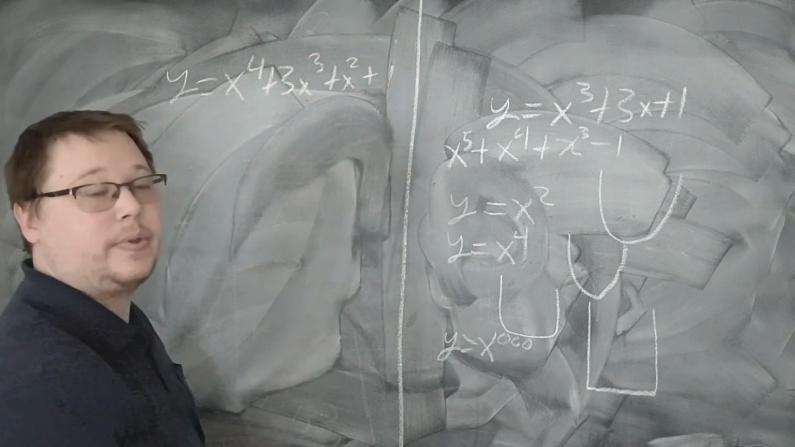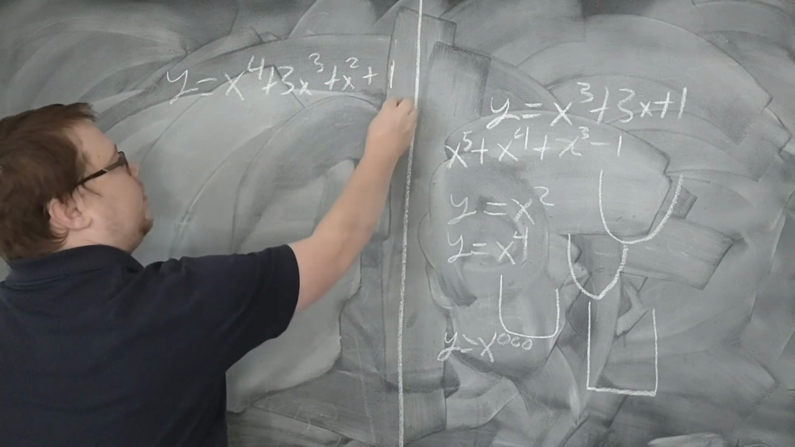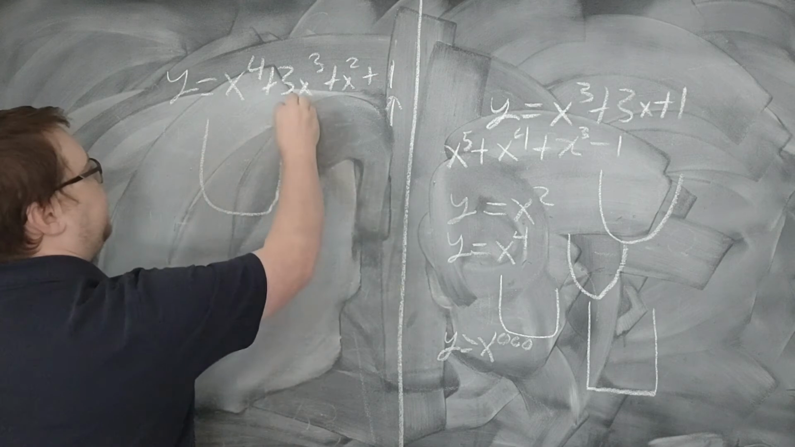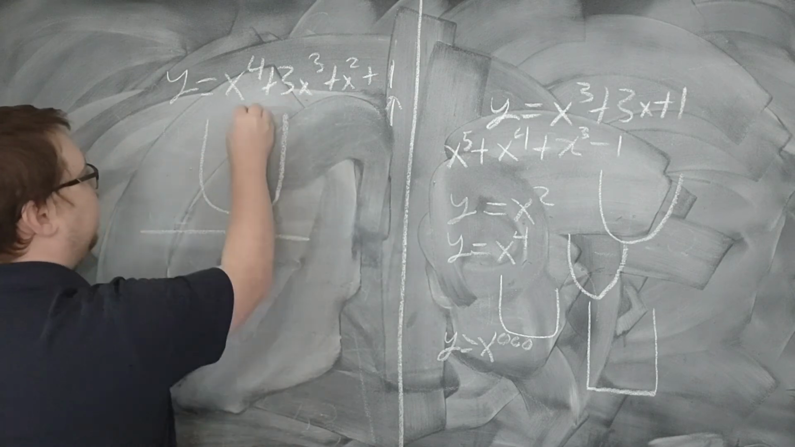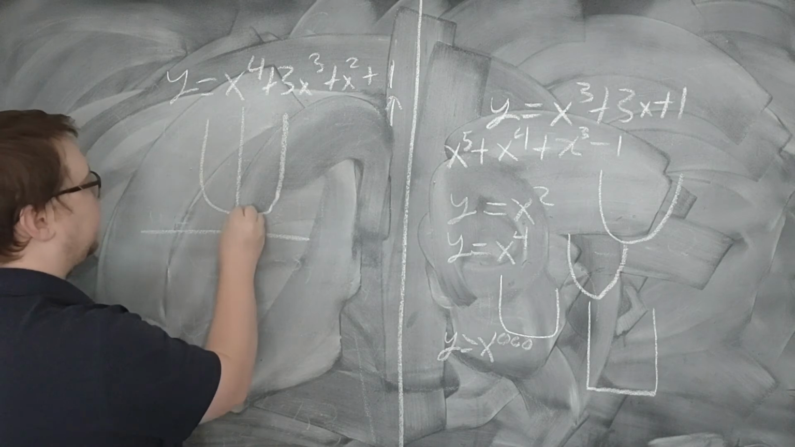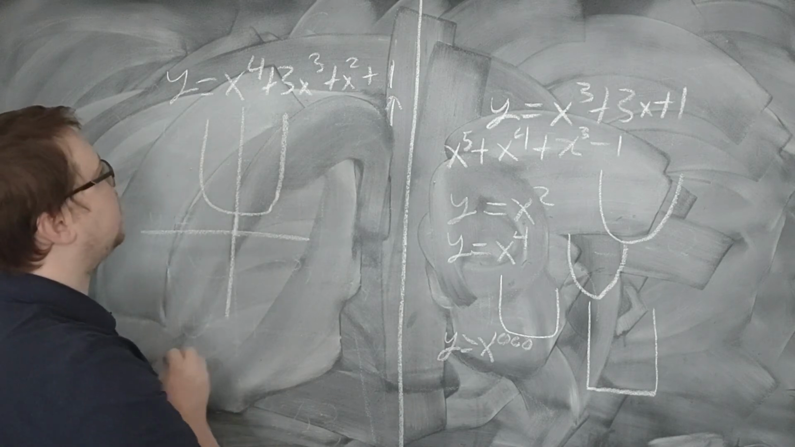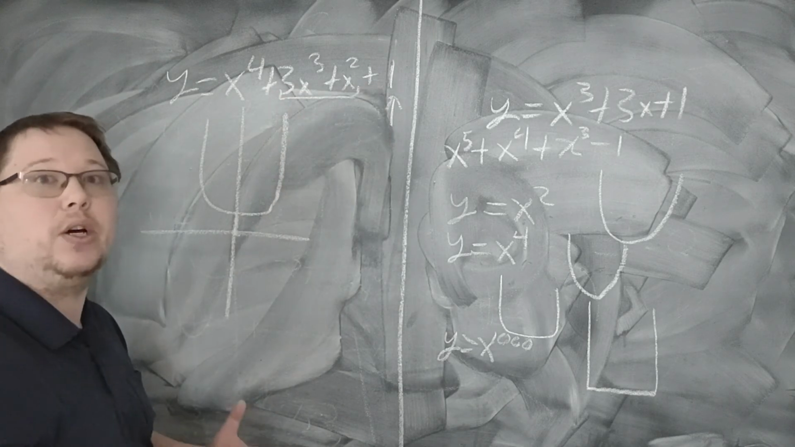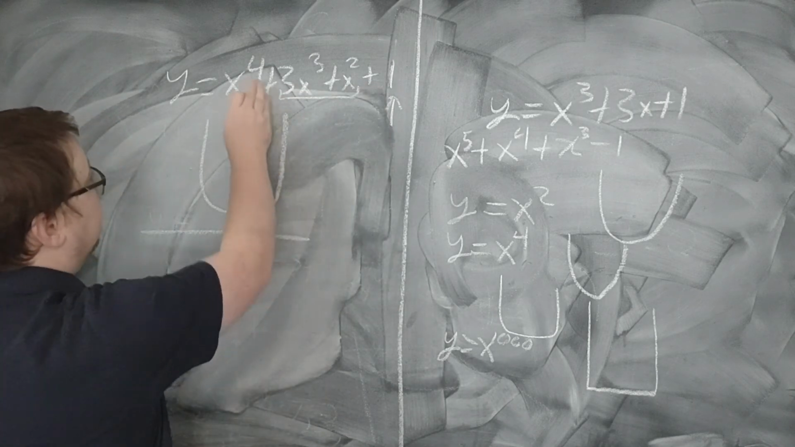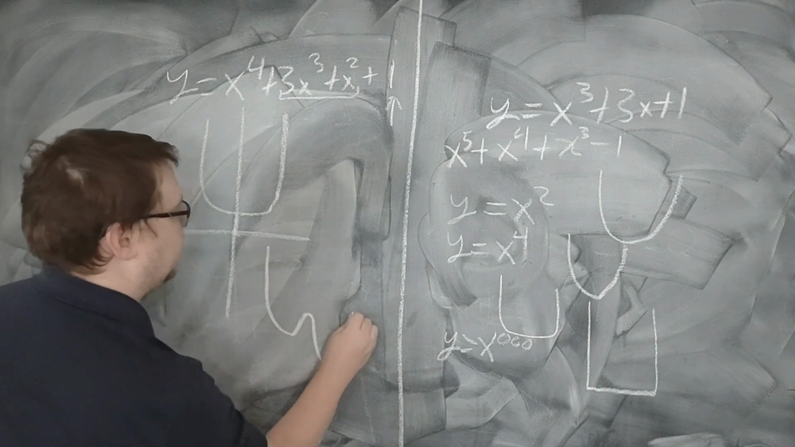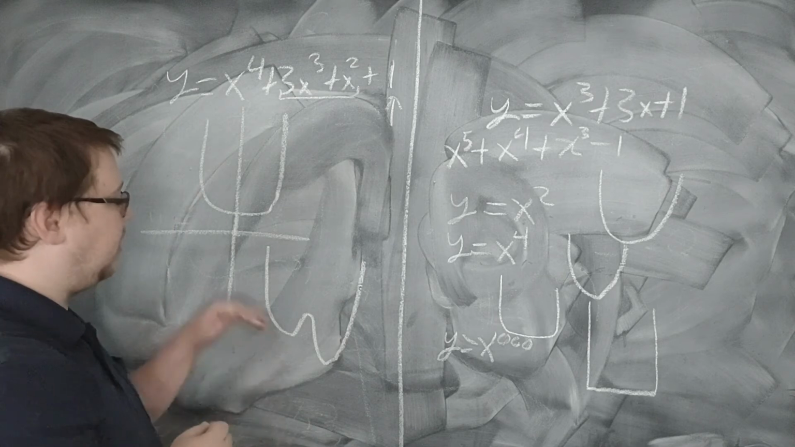plus 1, well, this 1 takes this original graph that looks like this, and it just says, okay, let's move it up 1. So instead of starting off at the origin, it starts off up a little bit. What these middle terms do is it allows for a little bit of wiggle. So, in the case of x to the fourth, it can have a wiggle. So it maybe looks like that in the middle.